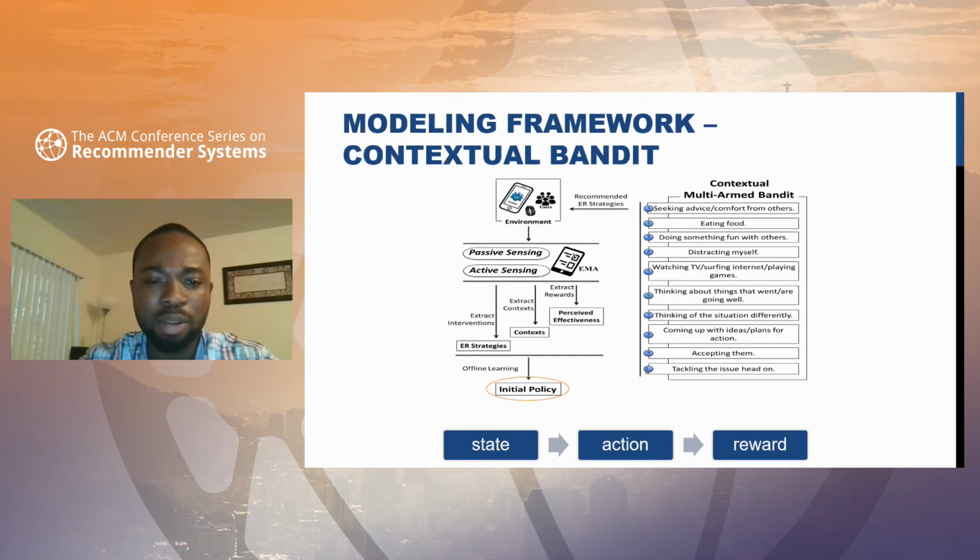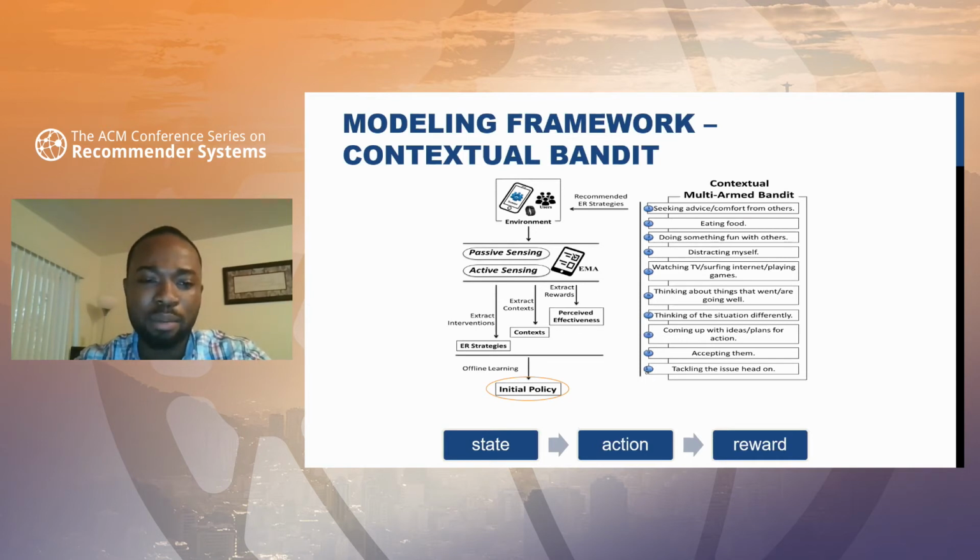So we cast the problem of emotion regulation in a mathematical framework of contextual bandits, which is a sequential decision-making problem, where we define the states, the actions, and the reward. Now, the goal of this work is to learn an initial policy which we can then deploy in the world, or deploy in the online setting.